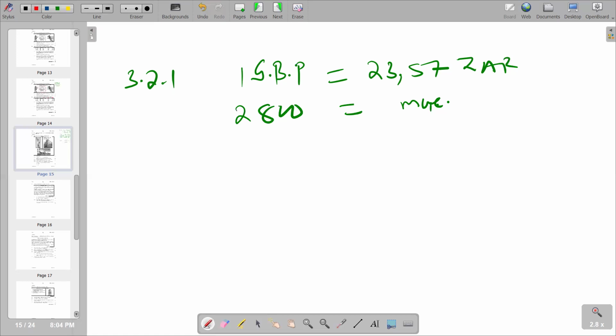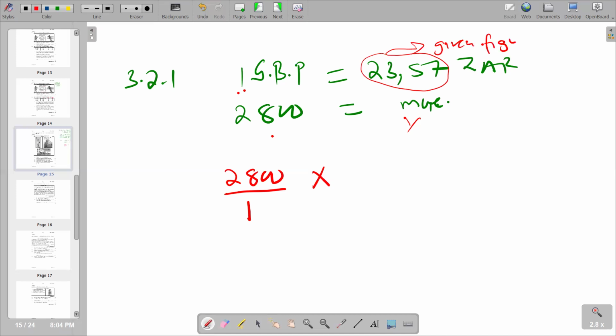By calculating this missing figure, we are just going to use a simple proportion by saying this is what we have: 1 is equal to 23.57. What about 2,800? What we don't have is 2,800. That's what we are looking for, over what we have, which is 1, because we are given 23.57. That becomes our denominator. Then we multiply by the given figure, 23.57. So basically, that's how we can calculate it.